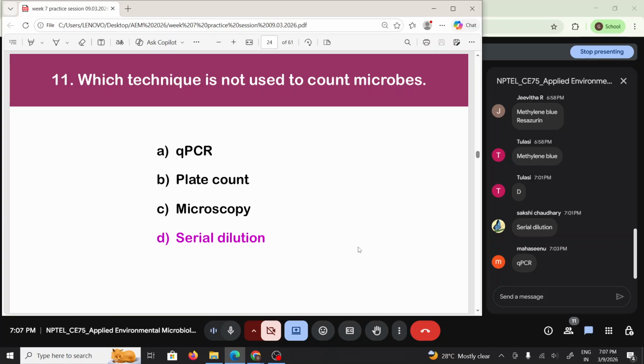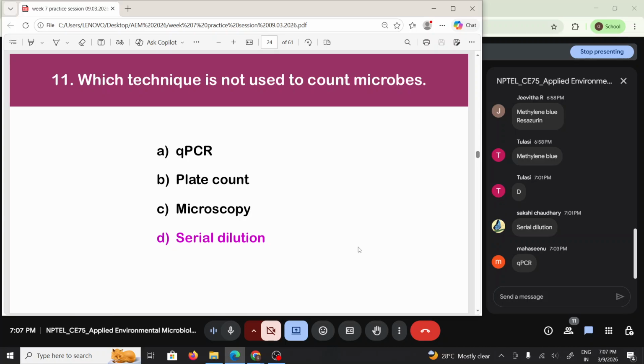In microscopy, maybe you have some staining techniques in which you can differentiate between live and dead cells, but generally you don't differentiate between live and dead cells. Whereas in plate count, viable cells can only grow. There is no space where dead cells can grow in plate count method. So that is a little bias between these two methods.